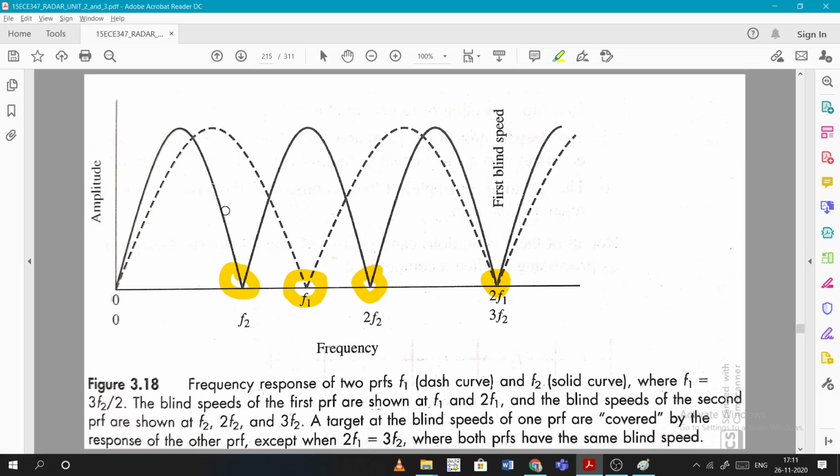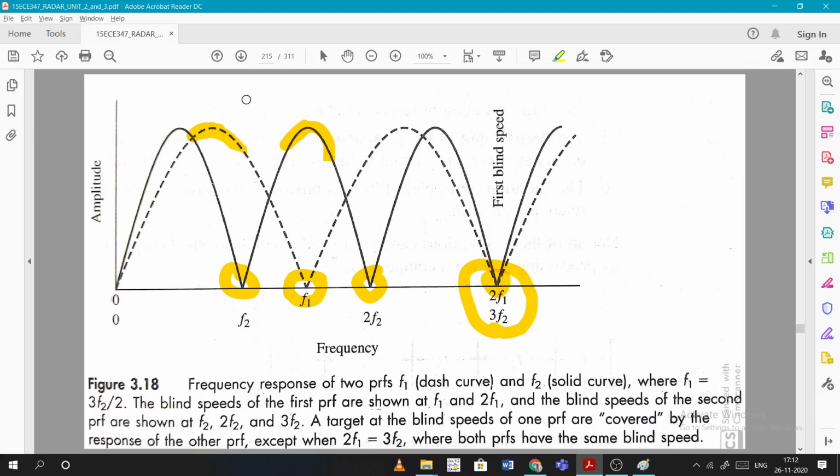When the second frequency f2 hits the blind spot, the first frequency is not going to zero there, so that's why the target can be detected. Again, even if the first frequency goes to zero, the second frequency still has its peak. But at some point where 2f1 equals 3f2, the two are overlapping again. That means we get the first blind speed.